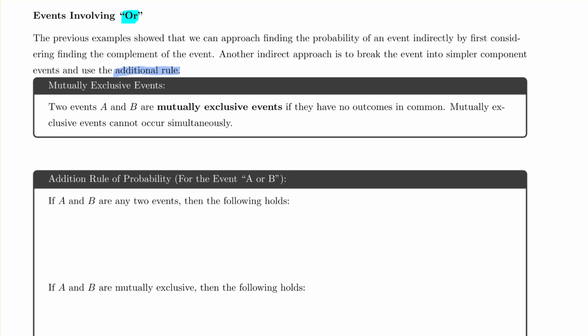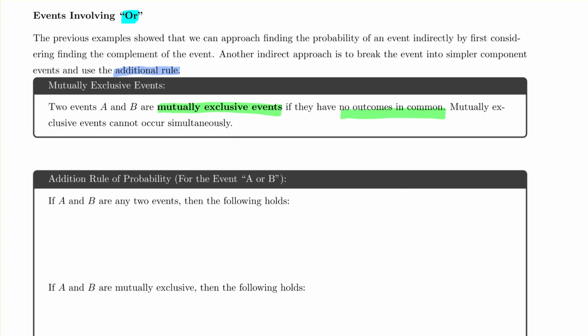Okay. So first, let's look at mutually exclusive events. Two events are mutually exclusive if they have no outcomes in common. Mutually exclusive events cannot occur simultaneously. So what are some examples? We'll do more examples later, but to give you a quick example, when rolling a die, we can think of event A as rolling an even number, event B as rolling an odd number. In that case, events A and B do not have an outcome in common.